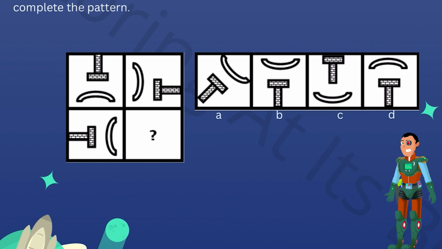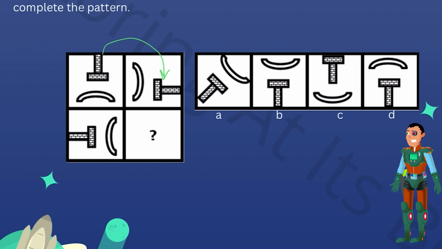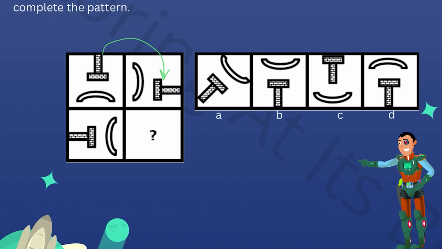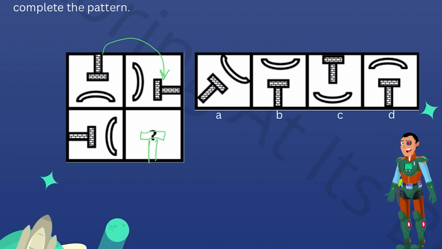Amazing. Let's go for question 9. Ooh, we've got a brick-shaped T here. And what's happening to the figure? It looks as if it's moving around the matrix clockwise. In the top left box is at the top, and in the top right, it's on the right, and so on. So we're looking for a T-shaped object on the bottom. So again, that should be in this format. So straight away, we can eliminate C and A.